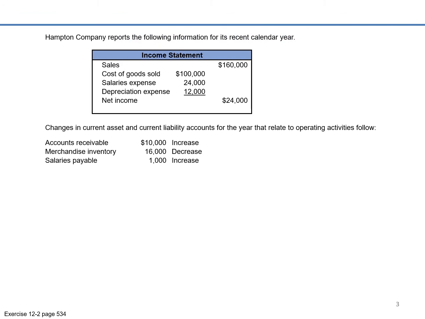All right, exercise 12.2. Hampton Company reports the following information for its recent calendar year. Changes in current asset and current liability accounts for the year that relate to operating activities follow. Accounts receivable had a 10,000 increase, merchandise inventory had a 16,000 decrease, and salaries payable 1,000 increase. We are to prepare the operating section of the statement of cash flows for Hampton Company using the indirect method. Indirect method starts with net income, right? You add back non-cash activity and then you add the changes in your current assets and current liability accounts.